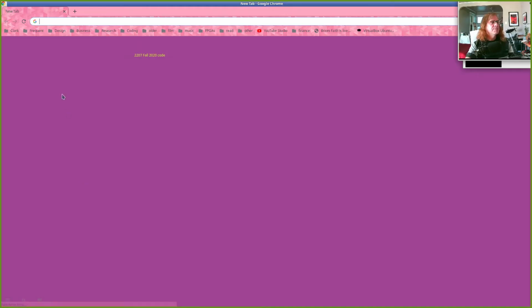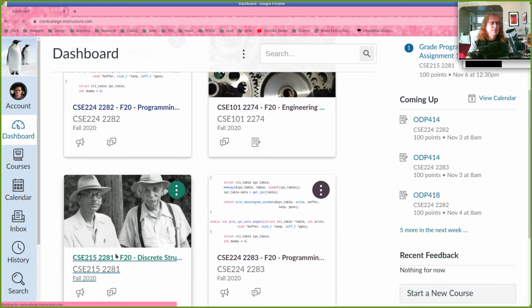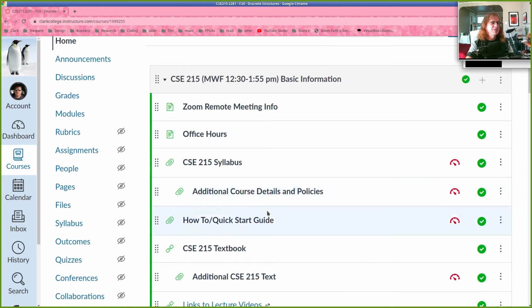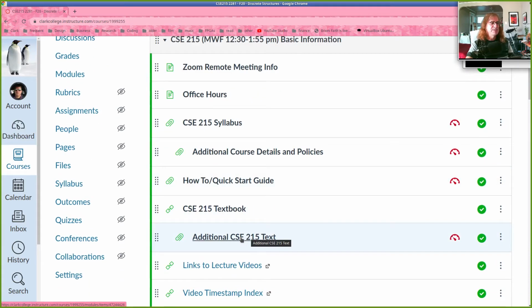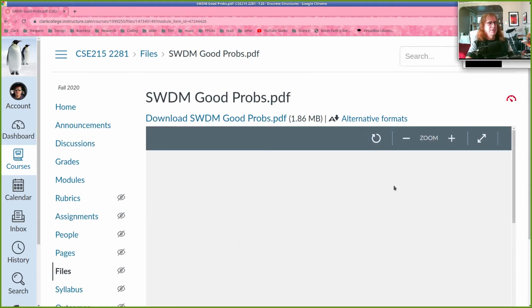All right, so let's take a look at our Canvas page. So up in the top here, there's an additional CSE215 text. This is where your next homework questions come from. The main textbook we work from doesn't go through number theory in the same way that we've been talking about it, and it doesn't cover recursion in quite the same way. So I have another text up here. It's a good source of problems.